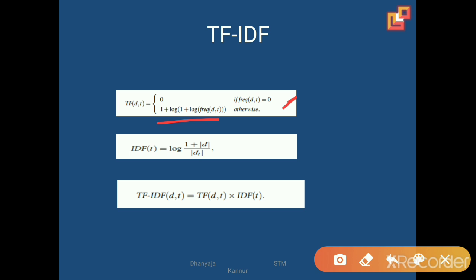Now what about inverse document frequency? The equation is log of 1 plus d by mod dt. After finding the TF value and the IDF value, multiply them together to find the TF-IDF value. So these are the steps to find TF and IDF value, and now we will see how to find them.